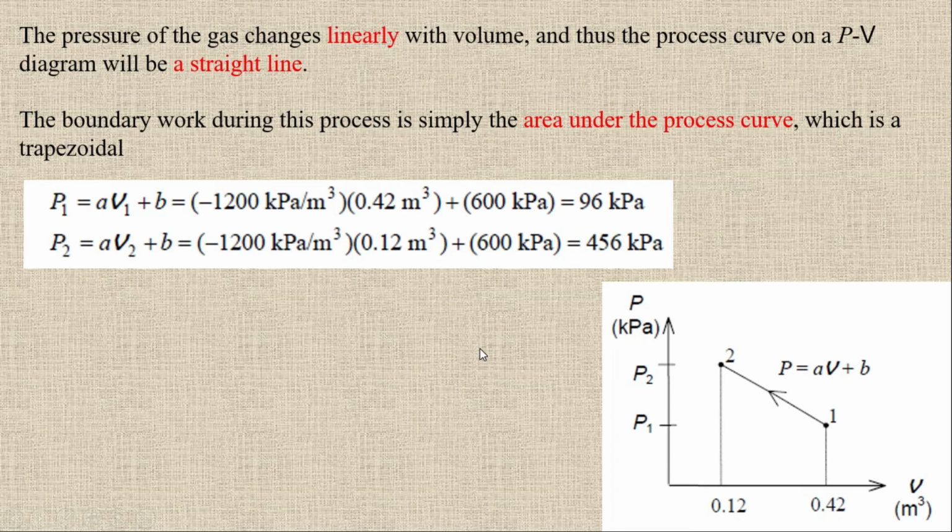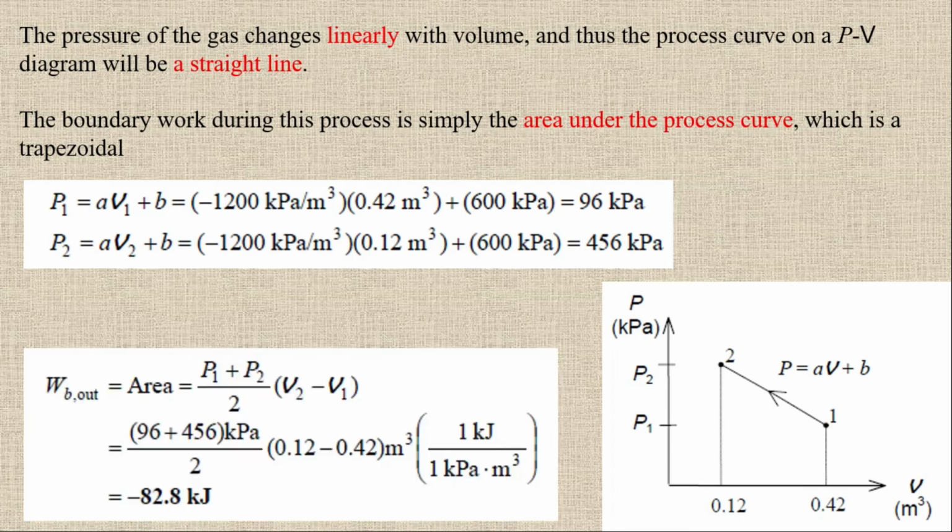Or simply, if I'm going to use the area of the trapezoid, it will be like this: P1 plus P2 upon 2 times V2 minus V1. So this is the formula for the area of a trapezoidal shape. Just putting in the values, you will get the answer. The answer is negative 82.8 kilojoule, negative sign because it is a compression process.